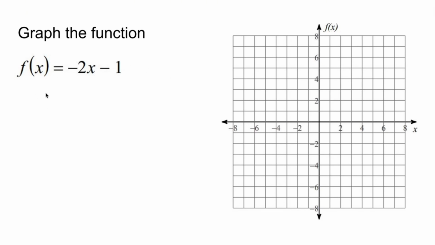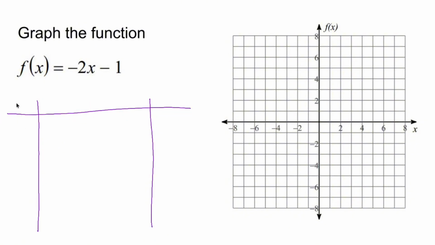Graph the function f of x equals negative 2x minus 1. Now, if you watch my previous videos, you'll notice that in the last two videos, I had a domain. I gave you specific x values that I wanted you to plug in. Not anymore, but I'm going to treat this in a very similar way. I'm going to make myself a nice little 3-column table like so. I'm going to pick x values and then plug them into f of x equals negative 2x minus 1.